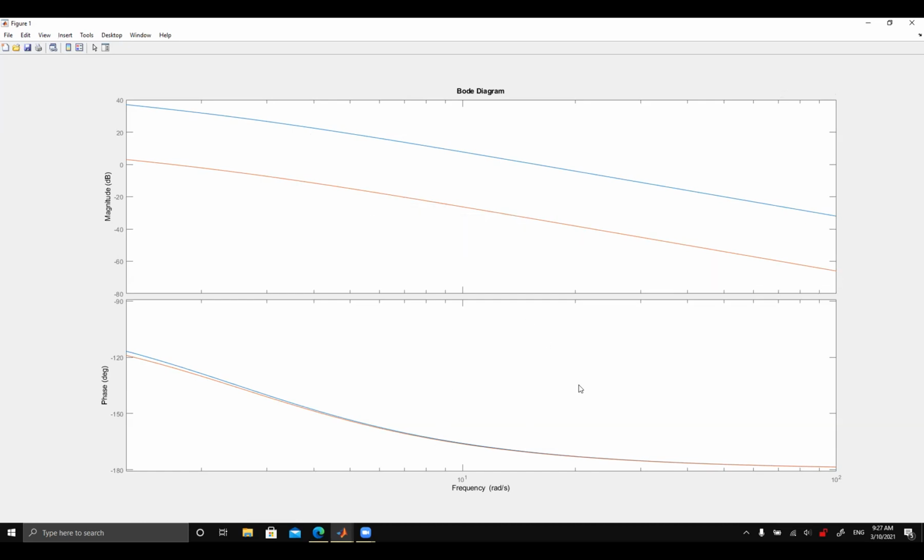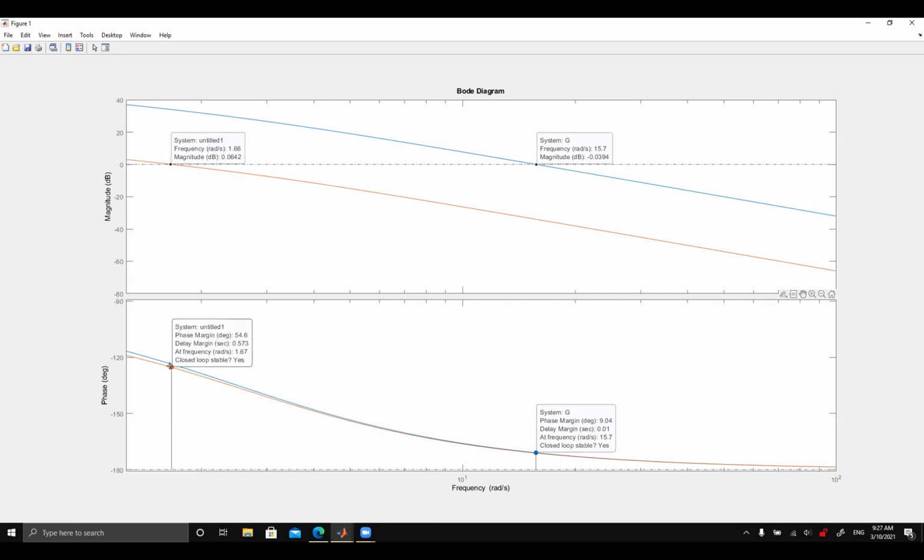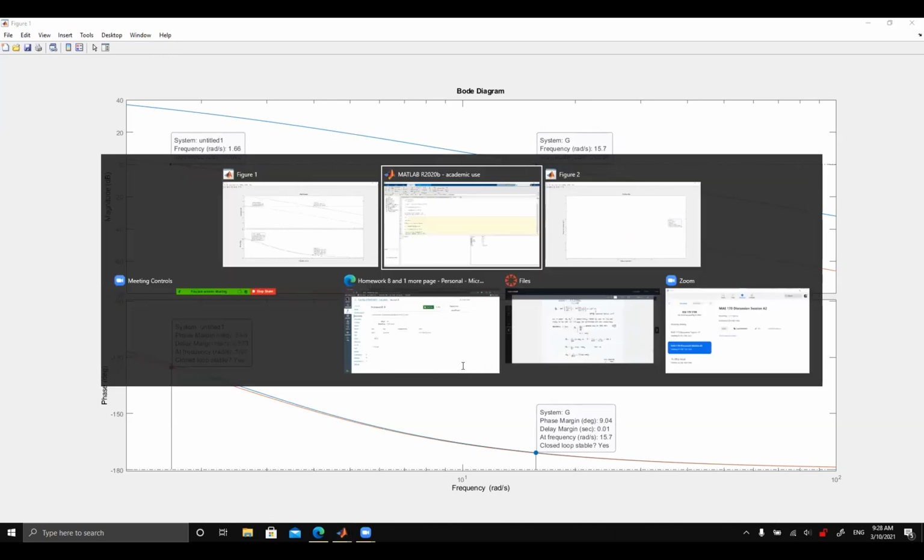Now, if we look at the stability margins, we see that the original omega crossing was about 15.7, whereas the new omega crossing is about 1.66, which is close to the value that we wanted to achieve. The phase margin was originally 9 degrees as we computed, but the new phase margin is 54 degrees, which is larger than the 40 that was part of the requirements, and so we satisfied the transient requirements.